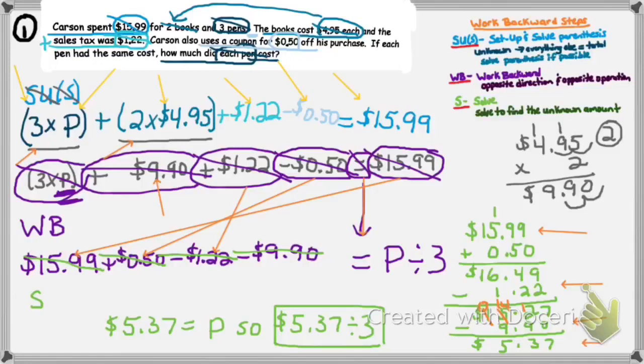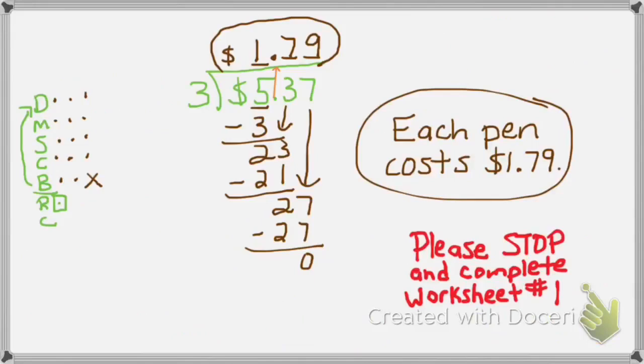$5.37, and once I finish everything in front of the equal sign, that tells me what the variable equals, but in this case I then needed to divide that by 3, because we didn't just have 1 ring, we had 3 rings. I moved to the scrap paper, I did the division, followed my steps to get my final answer.